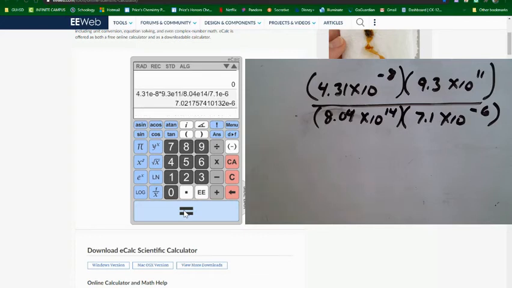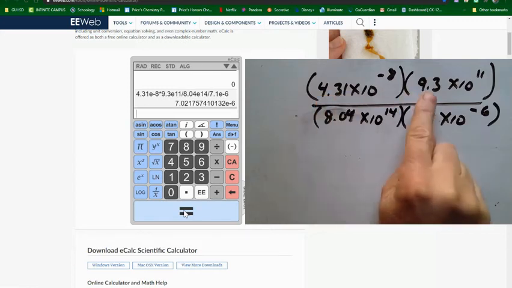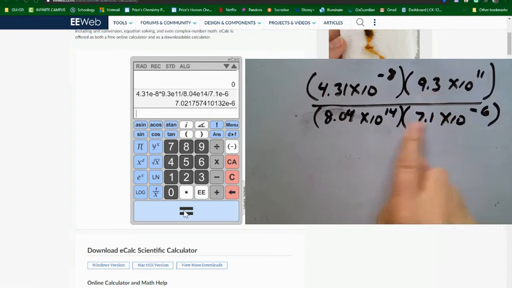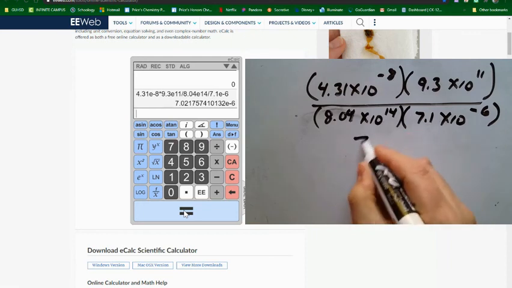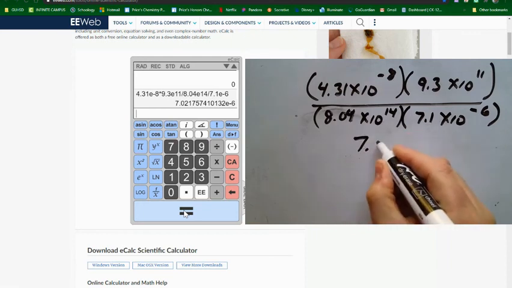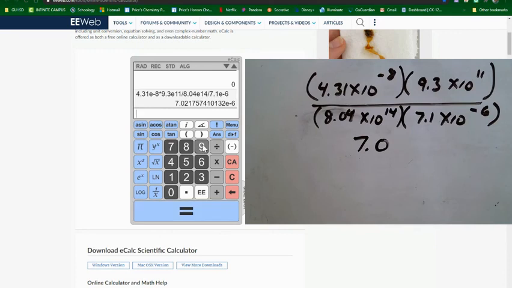Here is the answer. Now remember, for significant figures, I go with the number that has the fewest. Since both of these have two significant figures, these have 3, I'm going to round off my answer so that it only has 2. So I'm going to go and write 7.0. Those are my two significant figures. The number after the 0 here is a 2. So that will not change the 0 in front of it.